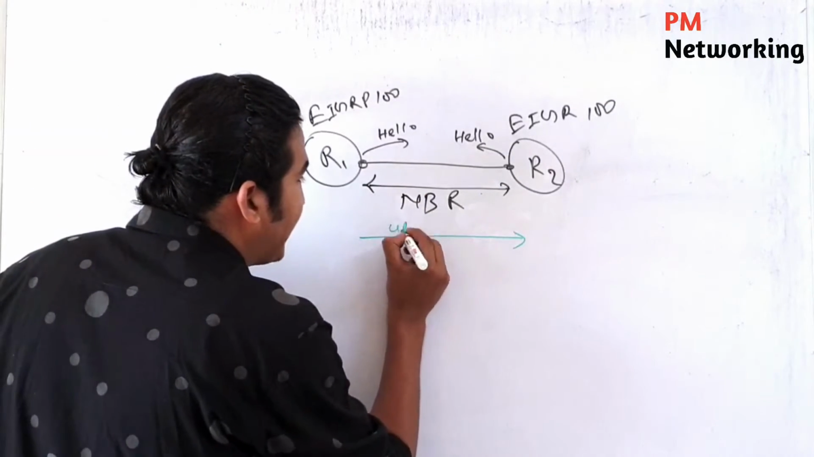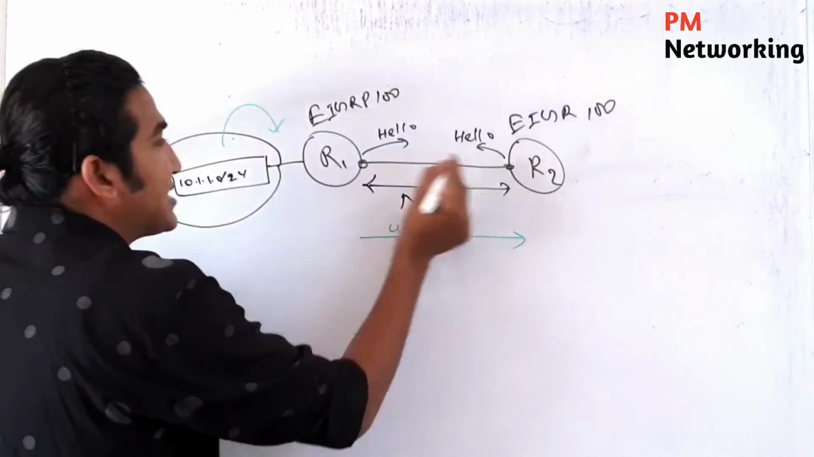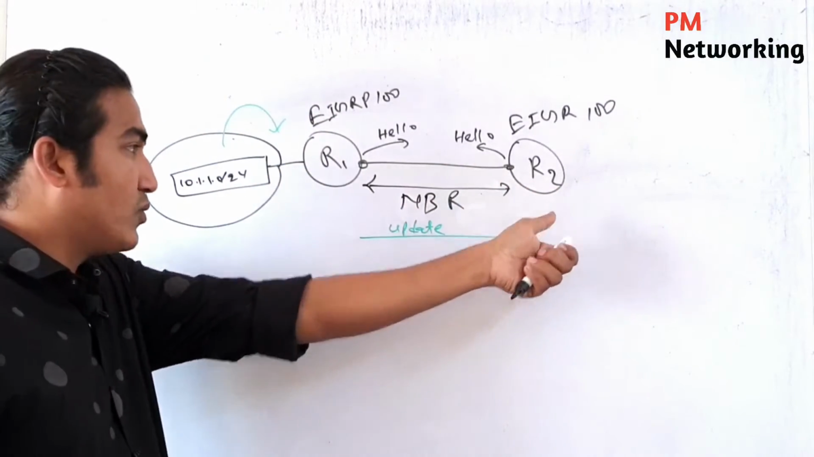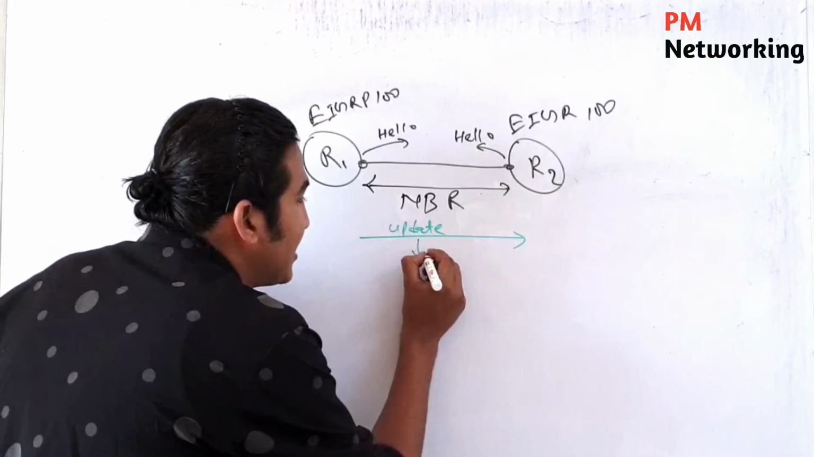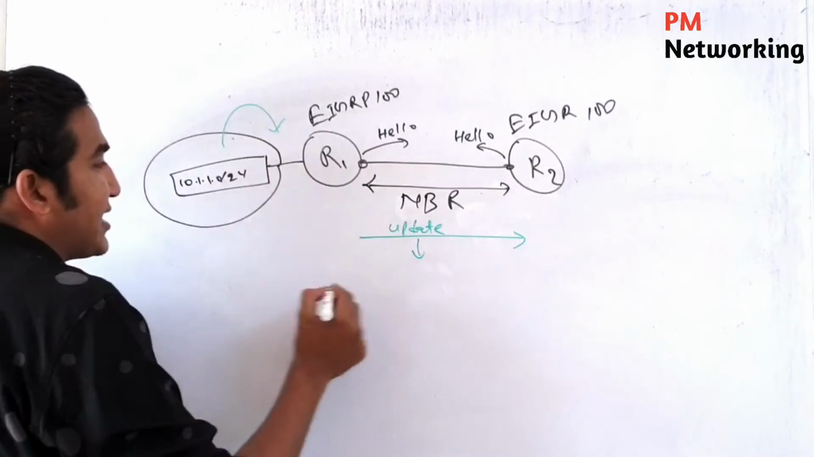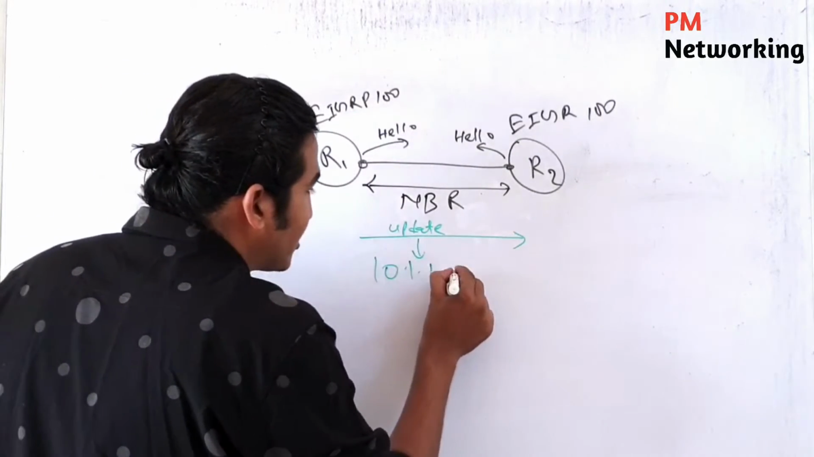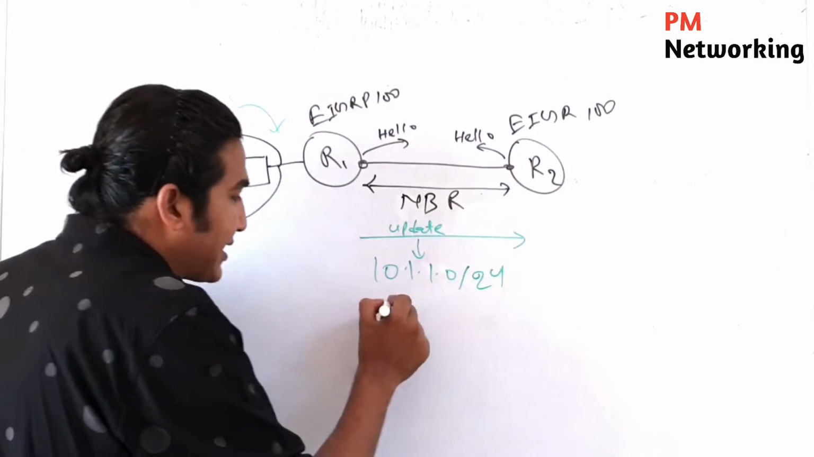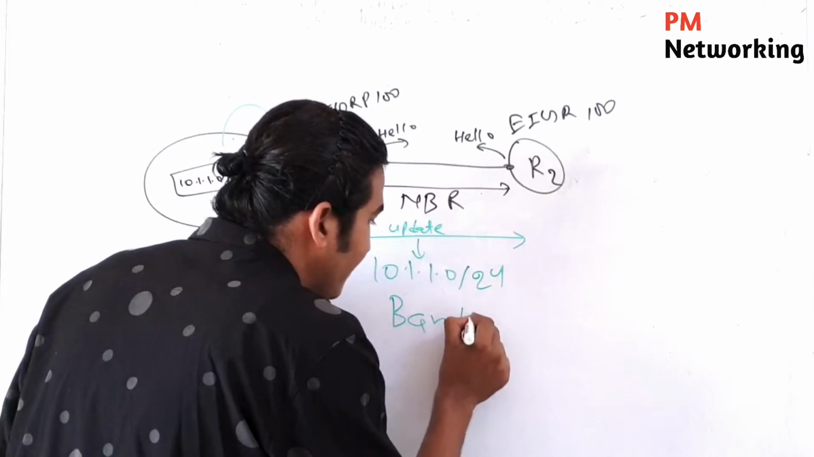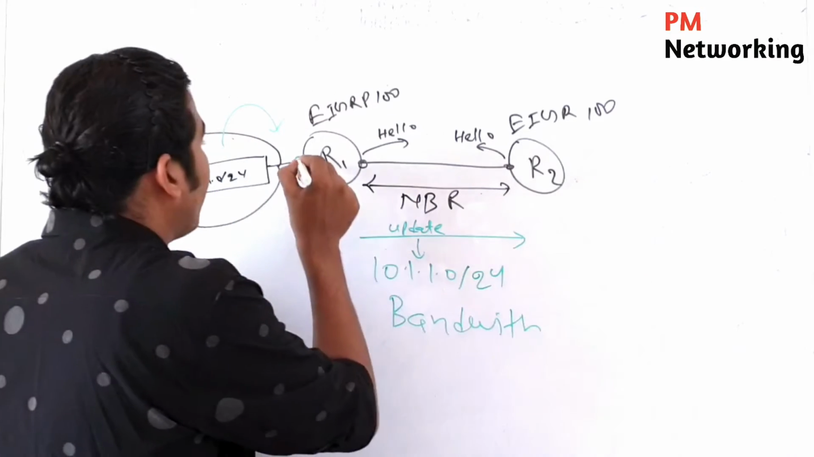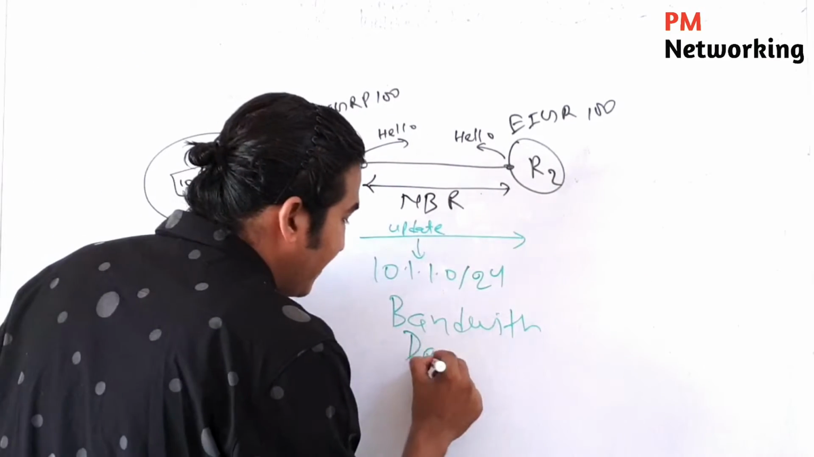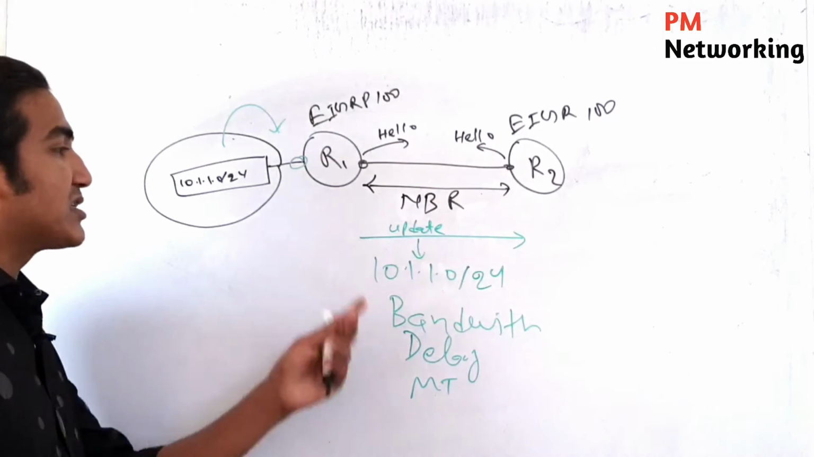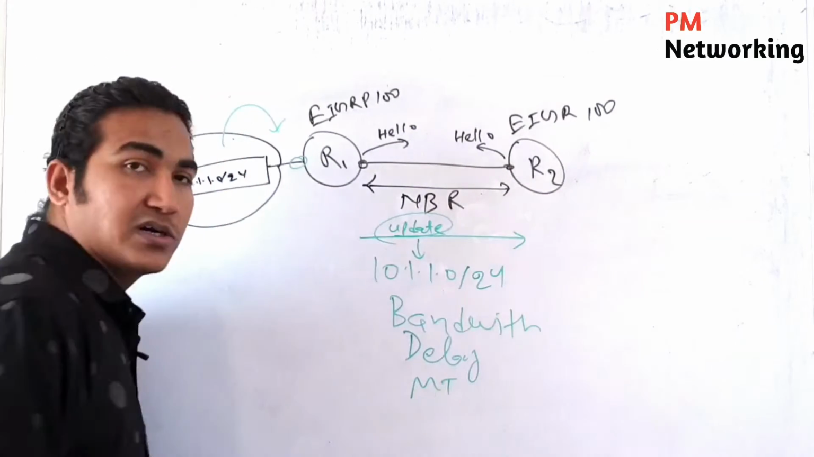So with the help of the update message, R1 will send this prefix information to R2, right? In this update message, there will be this network 10.1.1.0, after that network length 24, after that bandwidth of the receiving interface, delay, MTU, reliability, and many more information will be there in the update message, right?